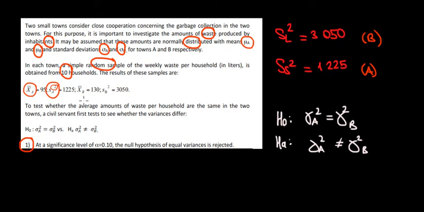Now we want to test whether the average amounts of waste are the same, but for that we want to know first whether the variances differ. For that we run the test at this significance level of 10%. What do we do with the hypothesis? So we have the data over here.